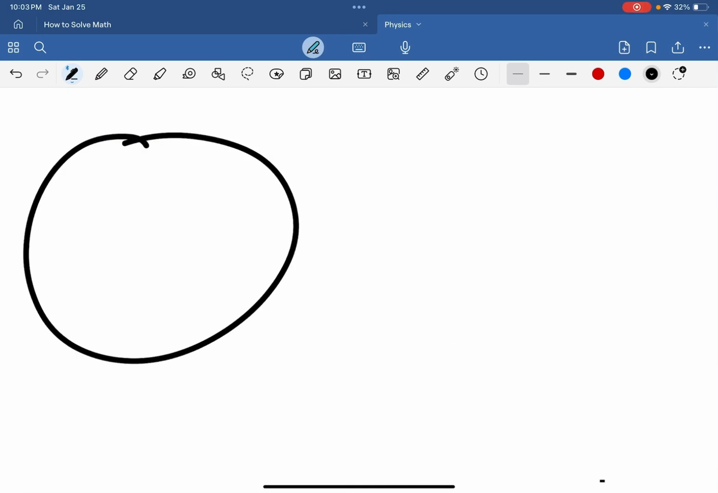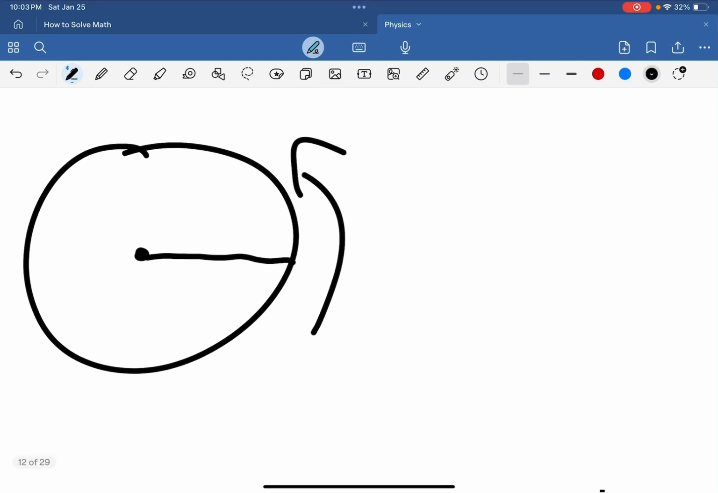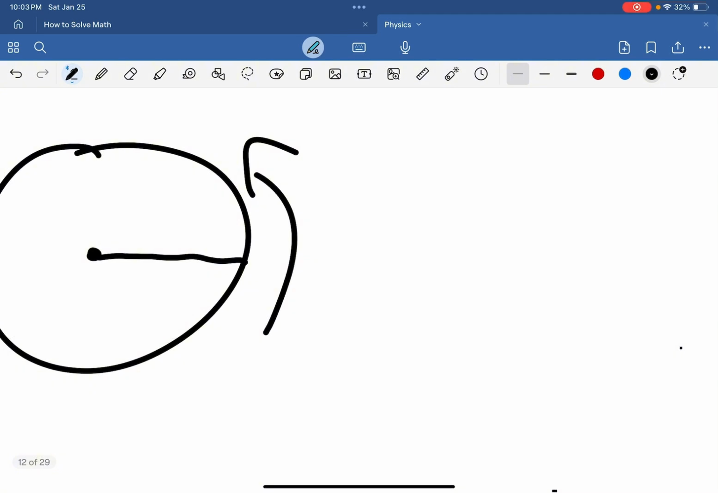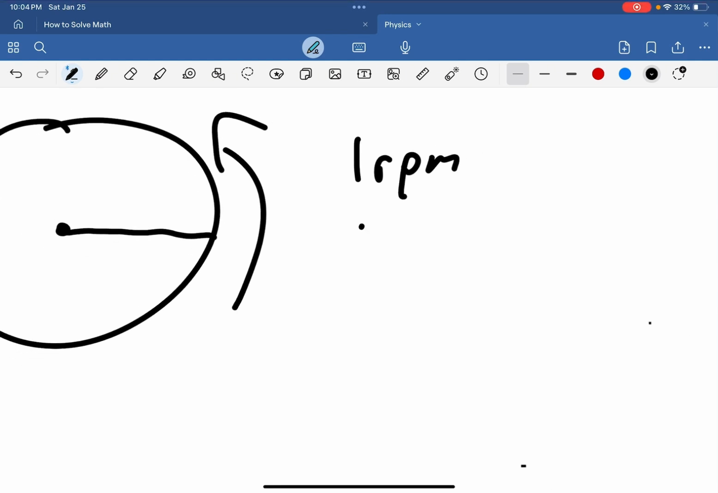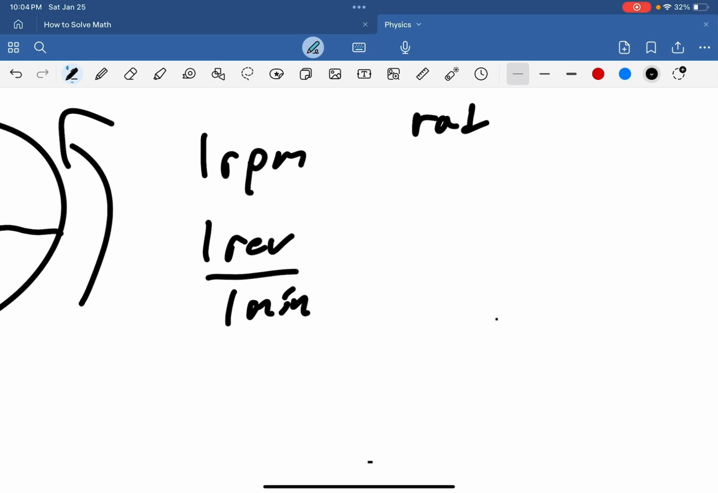Let's say we had a circle with a sensor and a stick attached, and the circle was spun, right? And the stick moved, had a revolution every minute, so 1 RPM. This can be converted to 1 revolution per 1 minute. But we want to have this in radians per second, right?